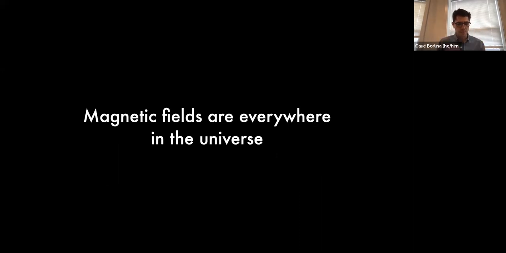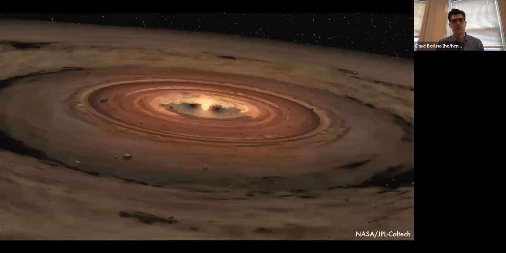The first thing I like to say in my talks is that magnetic fields are everywhere in the universe. The first illustration I have here is the protoplanetary disk. For people that are not familiar with those environments, these are essentially the birthplace of planets and stars in our universe. There's good reason to believe the magnetic fields are playing a central role in the evolution of these environments, fundamentally setting the structure of planetary systems, not only in our Earth, but also elsewhere.